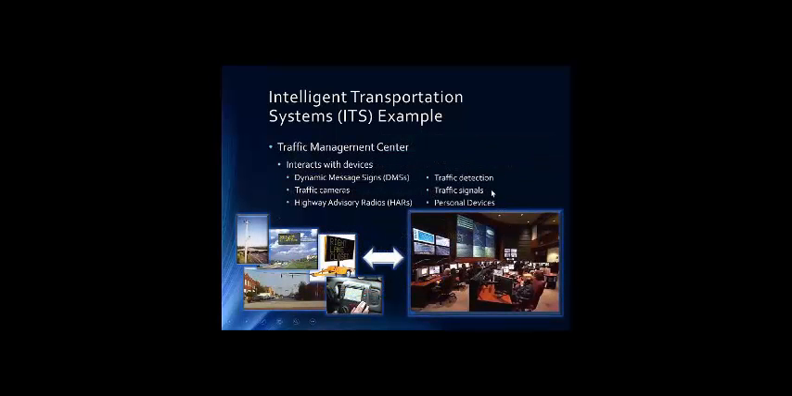Again, this is a classic example of what Georgia Navigator might look like, with operators working with the data they receive. And these are some of the field devices you see: changeable message signs, cameras, signals, in-vehicle devices. All of these things are used to try to actively manage traffic.